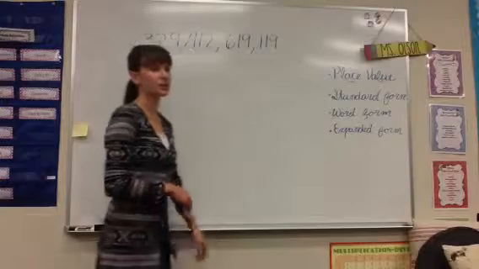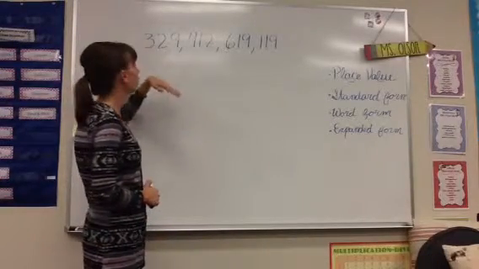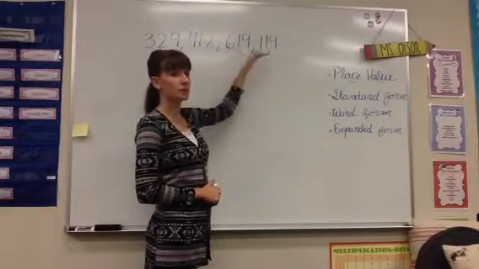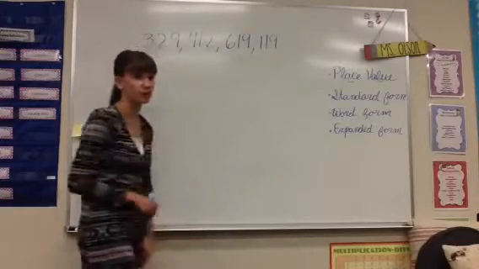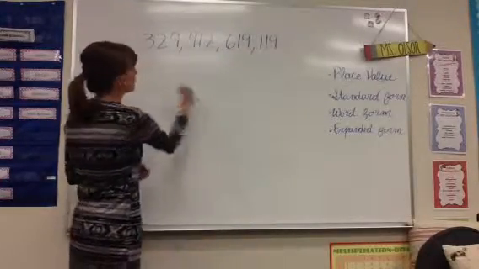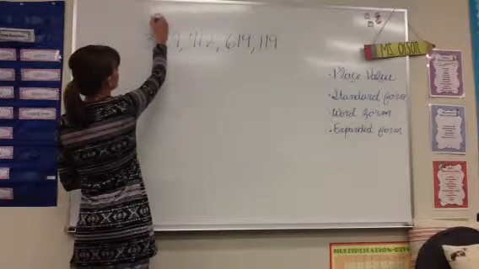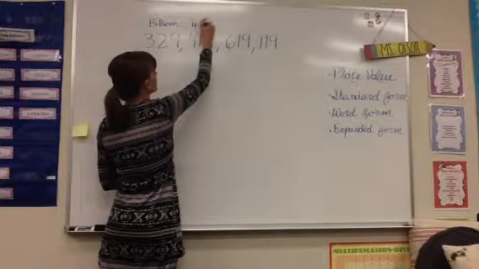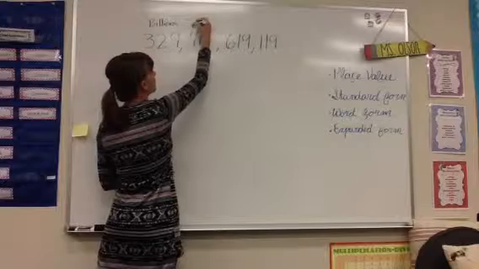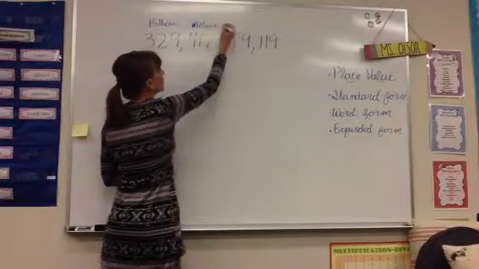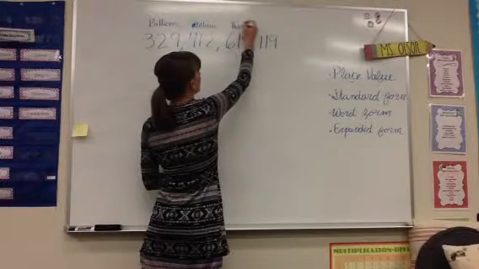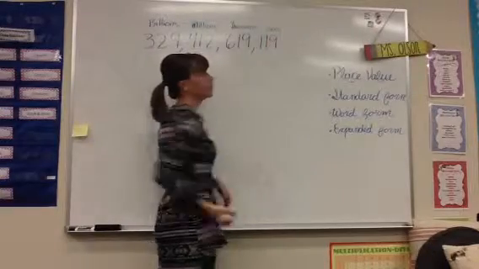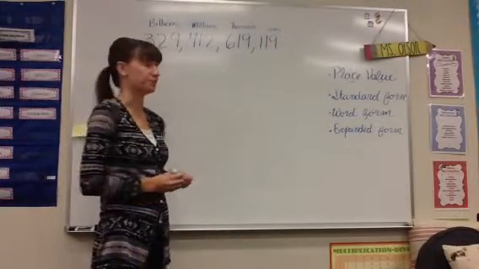329,412,619,119. You also need to know that this number contains periods. You have the billions period, the millions period, the thousands period, and the ones period. So why don't you take a moment, write that number down, and above it write the periods. So we have the billions, thousands, millions, now thousands, and the ones period. You need to know those things for when you're doing place value.